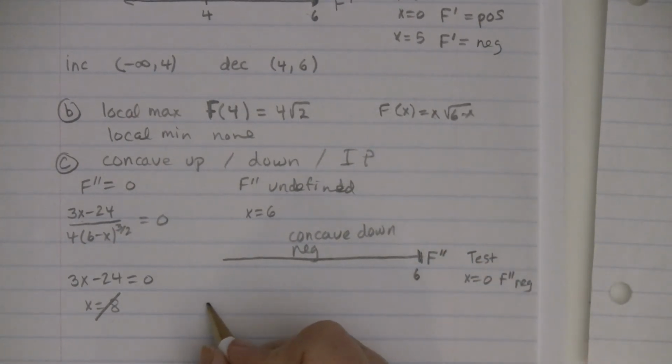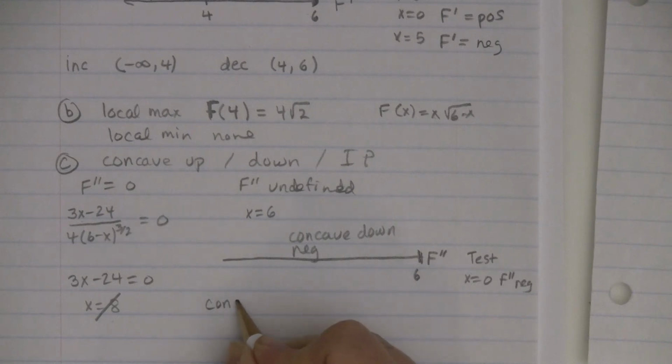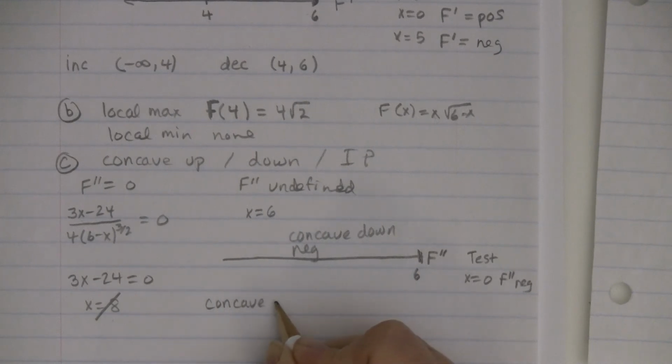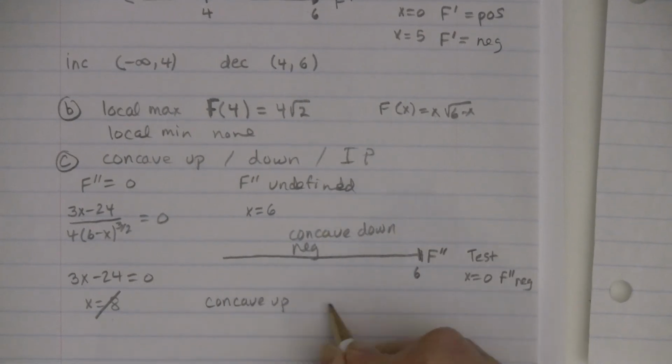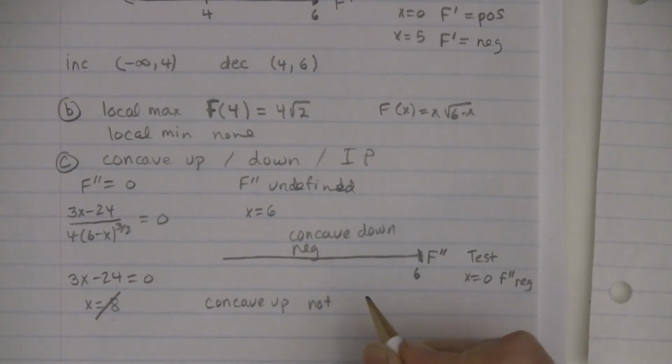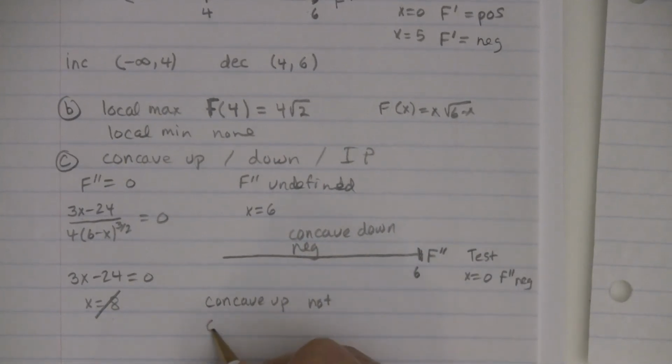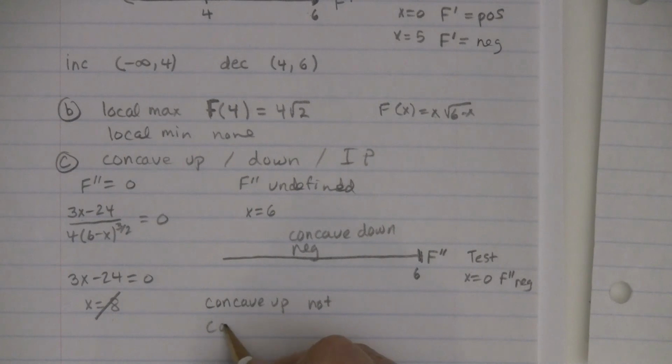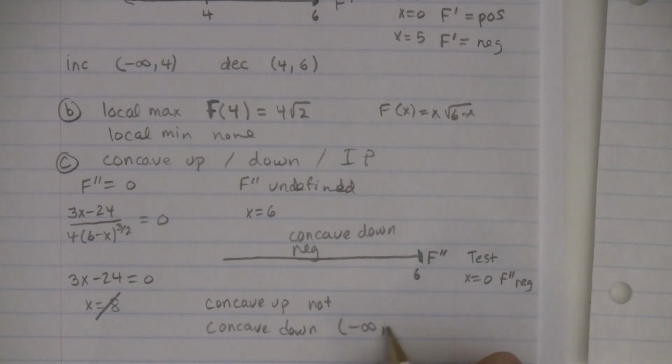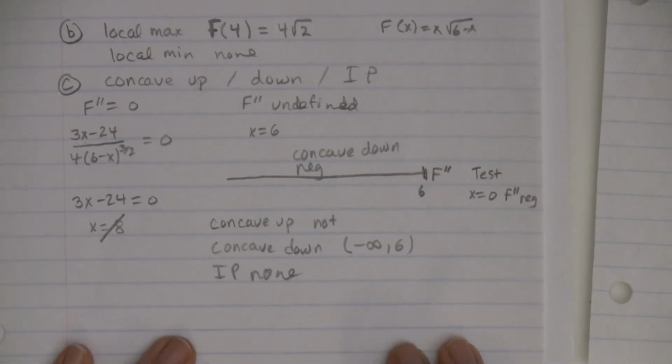So in part C, they asked us about concave up and concave down. Concave up, it's not. Ooh, here comes my breakfast, and I'm almost ready. It's never concave up. Concave down is from negative infinity to 6, and inflection points are none. And so that's that story.